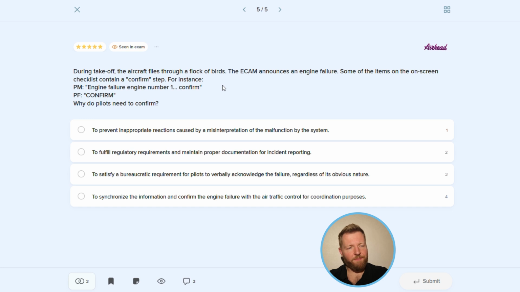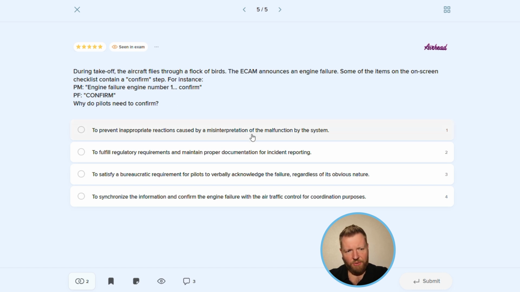Question number 5. During takeoff, the aircraft flies through a flock of birds. The ECAM announces the engine failure. Some of the items on the on-screen checklist contain a confirm step. For instance, pilot monitoring: engine failure, engine number 1, confirm; pilot flying: confirm. And the question is, why do pilots need to confirm?